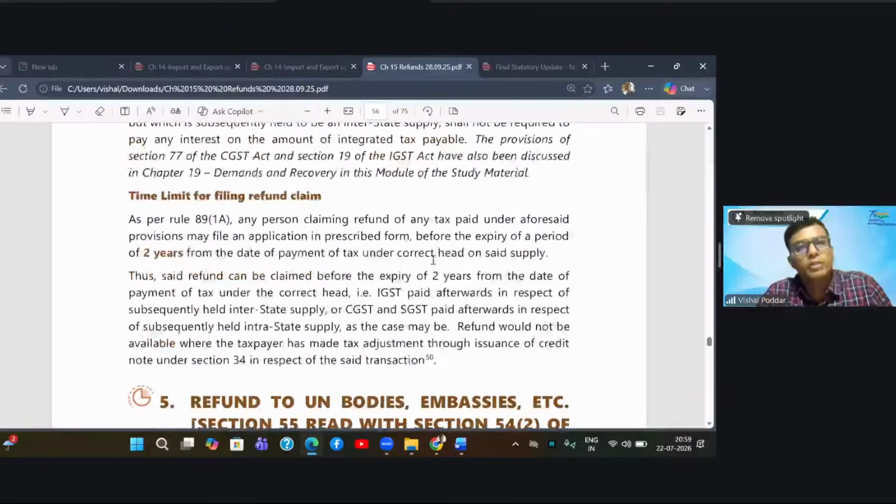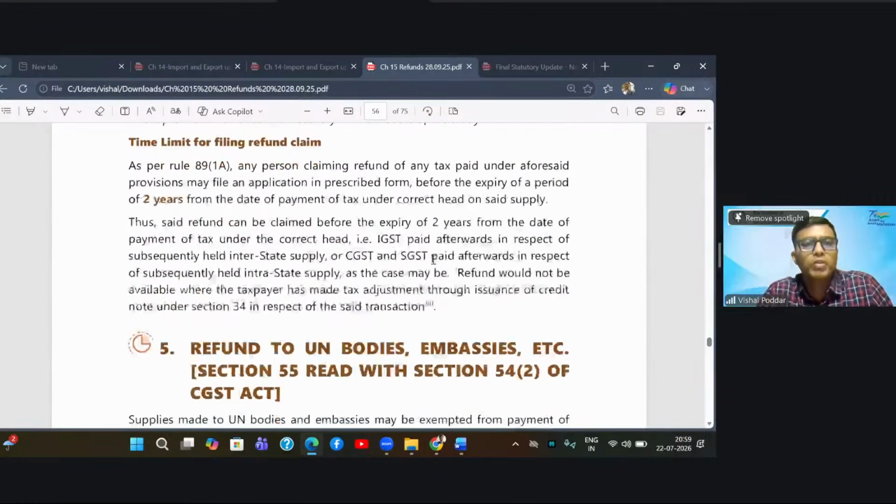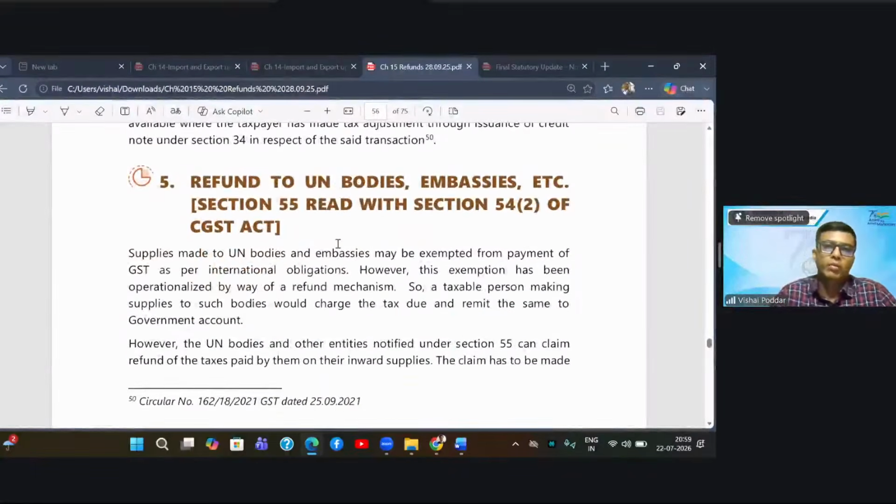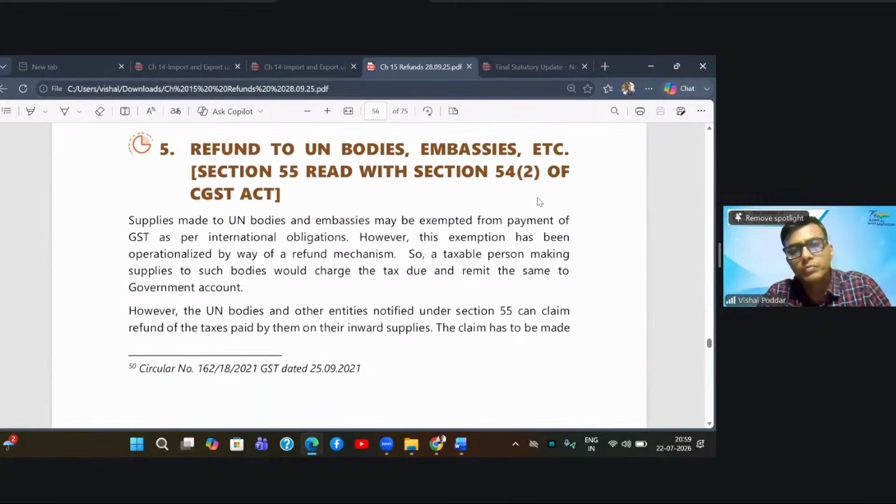Now the question is, what is the time limit? The time limit is 2 years. 2 years from which date? 2 years from the date when you have paid the correct tax. So if, let us say, the transaction is 5 years old, but today it is realized that you have paid wrong tax, then today you paid the correct tax and the wrong tax you can get refund from today within 2 years by making an application.